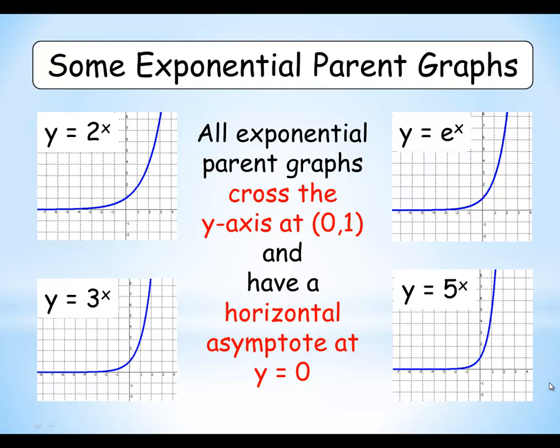A pattern to notice among any exponential parent graph is that every single one of them crosses the y-axis at (0, 1). Another thing they have in common is that they all have the same horizontal asymptote, which has the equation y equals 0.